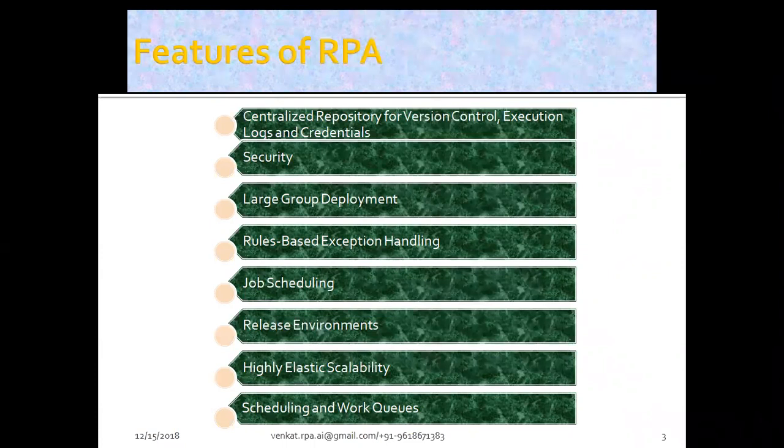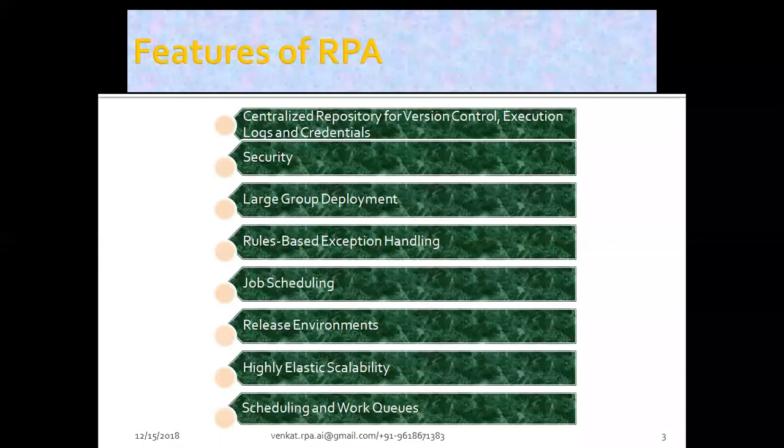Release environments. Normally, any process or code written by developers will be done in the development environment first. Once it is done there, it has to be tested. So the code or process has to be moved from development, and from there it has to move to UAT, the user acceptance test environment, and from there to the production environment. Those kinds of release environment management are also there in the RPA tools.